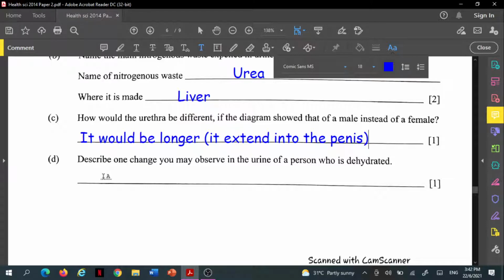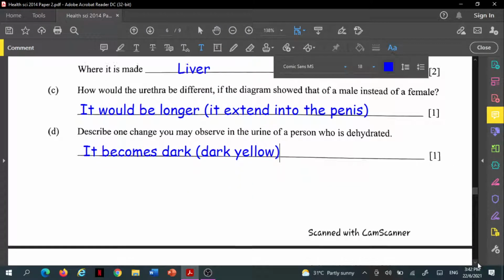Now, describe one change you may observe if a person was dehydrated. So if a person is dehydrated, what would be the changes in that person's urine? For a person who is dehydrated, the urine will become dark yellow. So it becomes darker, or I'm going to put in here dark yellow. Or a bright yellow, you may want to say. So you're going to see a really, really deep yellow color in it, right?